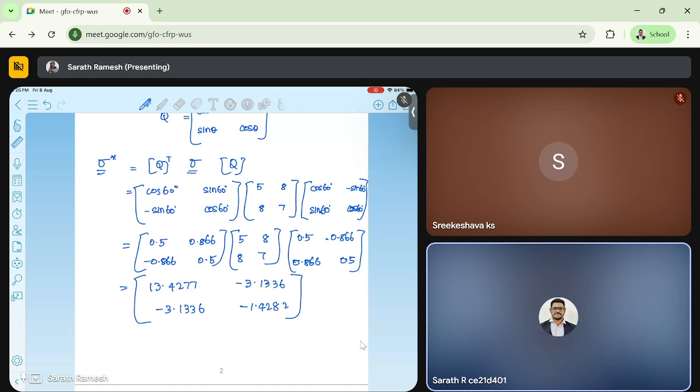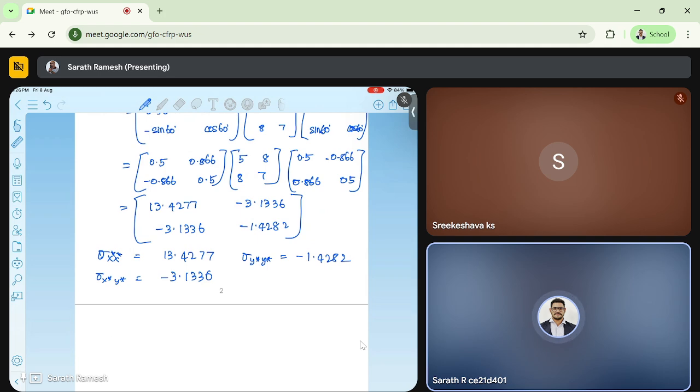So this is sigma star. Now we can write sigma x star as 13.4277, sigma x star y star as minus 3.1336, and sigma y star as minus 1.4282. Okay, now let's check whether those three invariants remain the same or not.